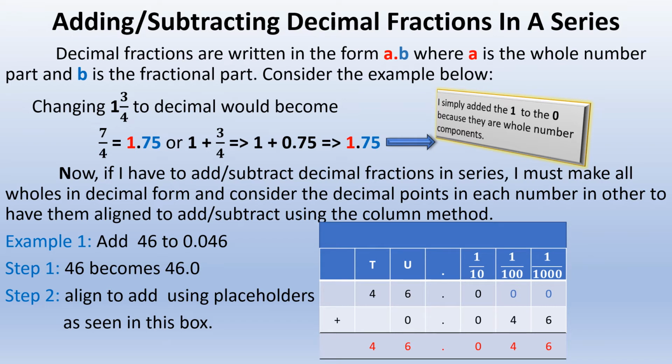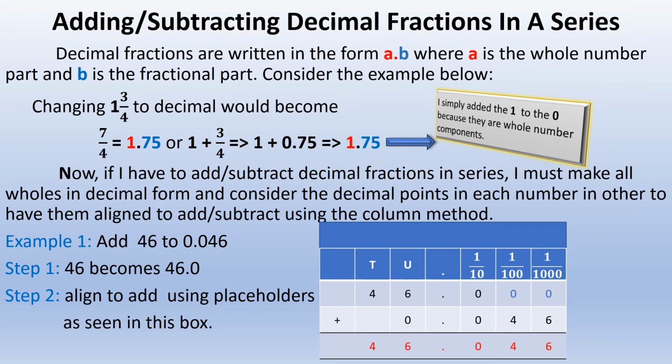Then my 0.046, decimal point first again, 0 in the units, 0 in the tenths, 4 in the hundredths, 6 in the thousandths. And now I can add just like I've been taught since primary 1. 0 plus 6 gives me 6, 0 plus 4 gives me 4, 0 plus 0 gives me 0 in the tens place, and 6 plus 0 gives me 6 in the units place.